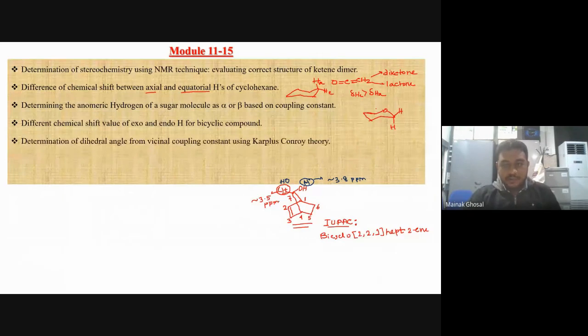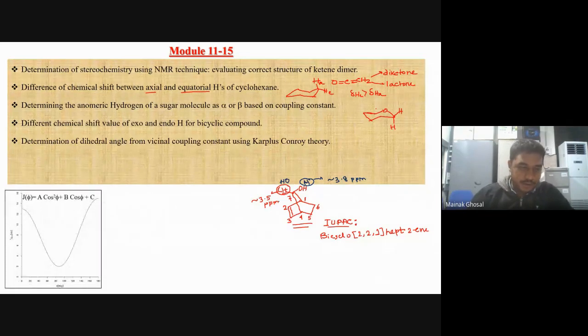Okay. So what I was telling about that anomeric position, if you want to know whether a sugar molecule is alpha or beta, you can tell it on the basis of coupling, on the basis of chemical shift. Also, you can do that same thing using this theory, which is known as Karplus-Conroy theory. So what this Karplus-Conroy theory says is the relation between this J value and the dihedral angle.